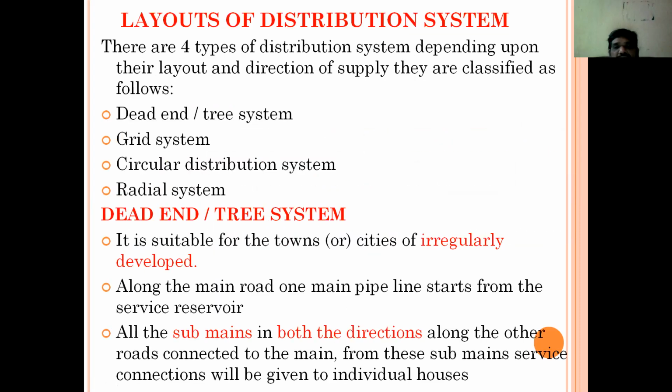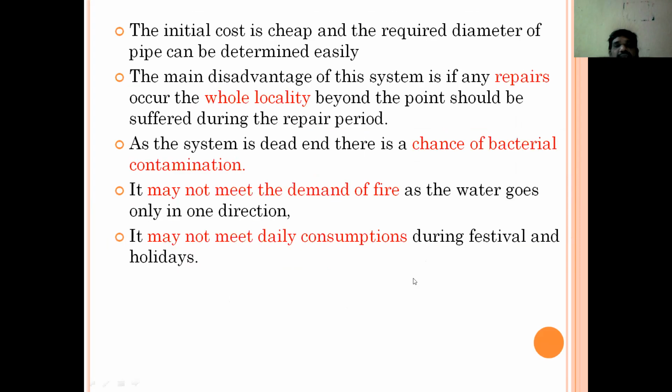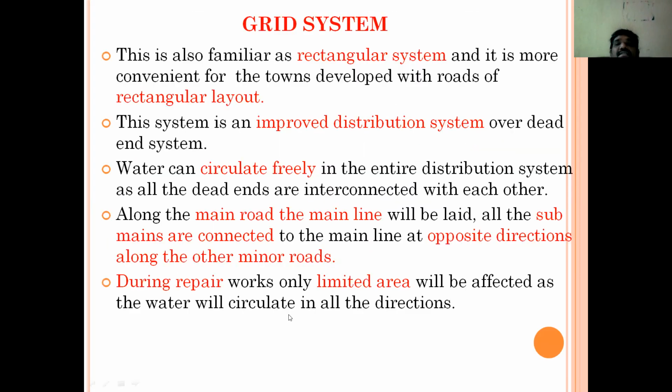Whereas the previous one is mostly adaptable in cities which are irregularly developed. Where the city has developed with rectangular layouts, or where roads of rectangular layout exist, this system is mostly suitable, and it is an advanced system over the dead end system. That's what I mentioned here: an improved distribution system over the dead end system.